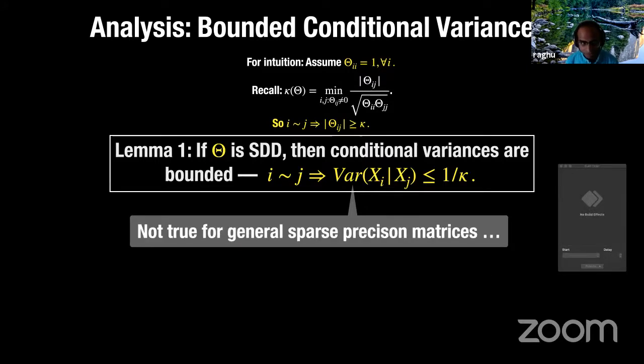And this property is actually not true for general sparse precision matrices. To see such a decrease in the conditional variance for general sparse precision matrices, you have to actually add all the vertices and not just a single vertex. And this is kind of what makes the analysis go through.